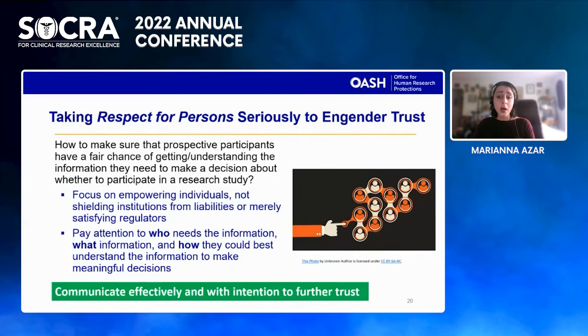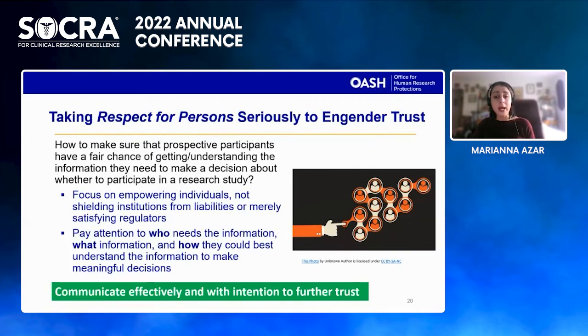So, switching gears a little bit. So, respect for persons. Now, respect for persons is also a key component for realizing justice. One might even argue that really respect for persons is where this all starts. Now, this means making sure that individuals feel that they have the information that they need to make their own decision about whether to participate in the research study.